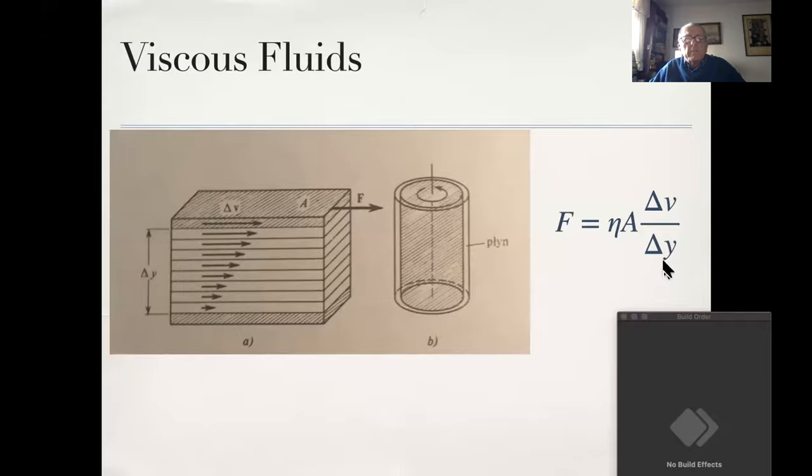This is not linear. What happens? It's somebody who has already fainted. Hello?